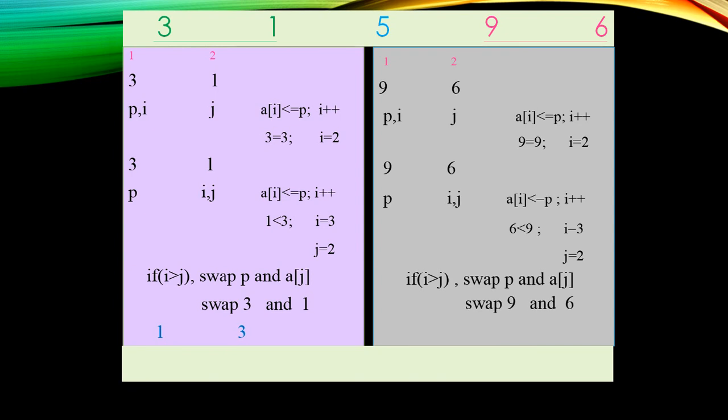After swapping, we can see the right subarray 9 and 6 became 6 and 9. The pivot element 9 reached its correct position. Now we have to combine the left subarray, pivot element and right subarray, and we will get the resultant array, that is 1, 3, 5, 6, 9. Now the given array is sorted.